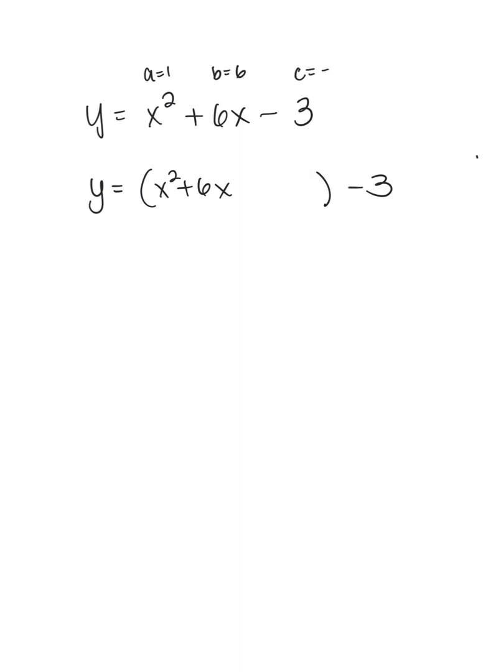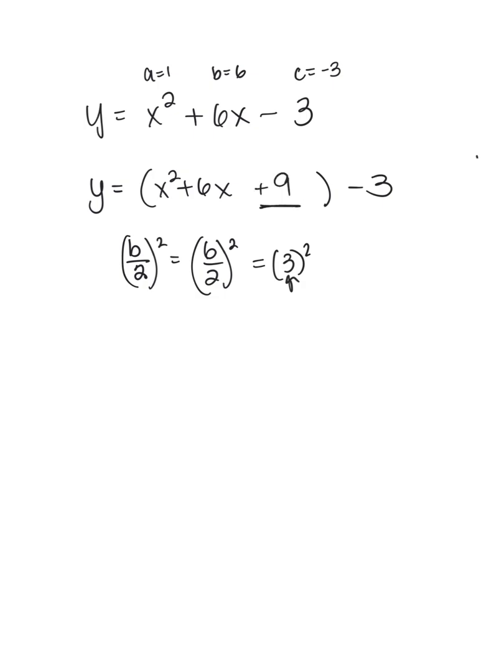and c being a -3, is you want to take b over 2 and square it. So we've done that before. So this would be 6 over 2 squared, which is 3 squared. Remember that 3 is going to be very important soon. So I add 9. Okay, now normally I would add 9 to the other side, all right? But because I want to keep everything to one side, I'm actually going to subtract 9.